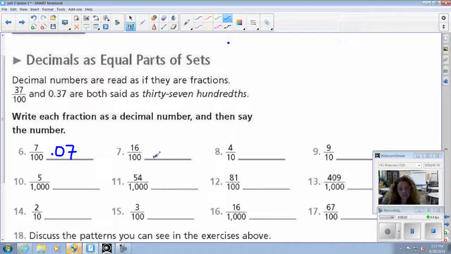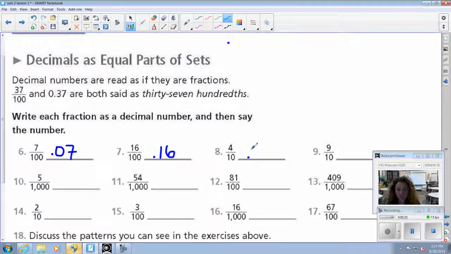Okay, that's a little bit more confusing because I need my last digit to end up in the hundredths place value. So it's going to go here. That 1 goes in the tenths place value. So now when I say this number, I say 16 hundredths. Okay, 16 hundredths. 4 tenths.